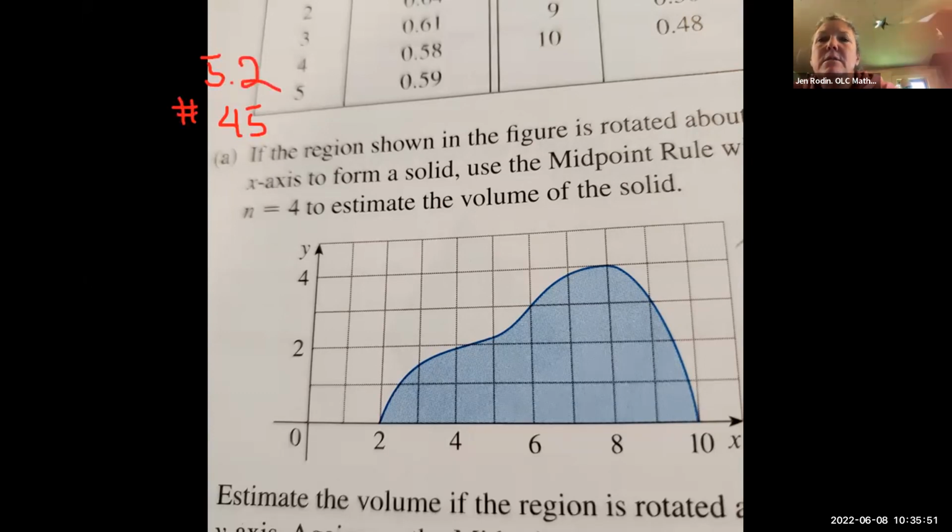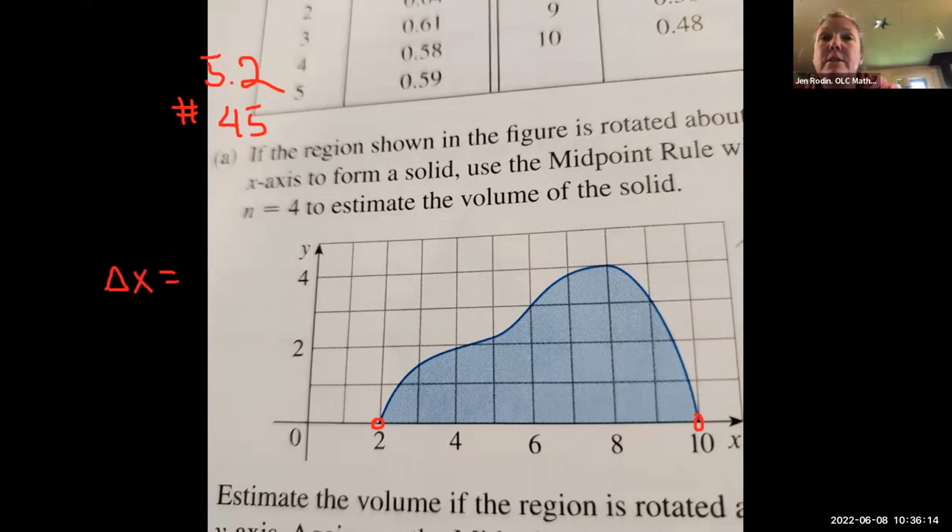So they show the region if it's rotated around the x-axis to form a solid, use the midpoint rule to estimate the volume of the solid. So with n equals 4. So first of all, remember that b minus a, so delta x. So this is a nice little review.